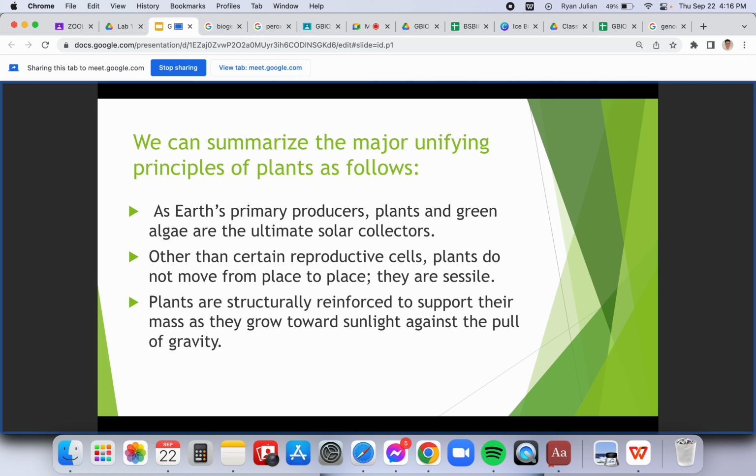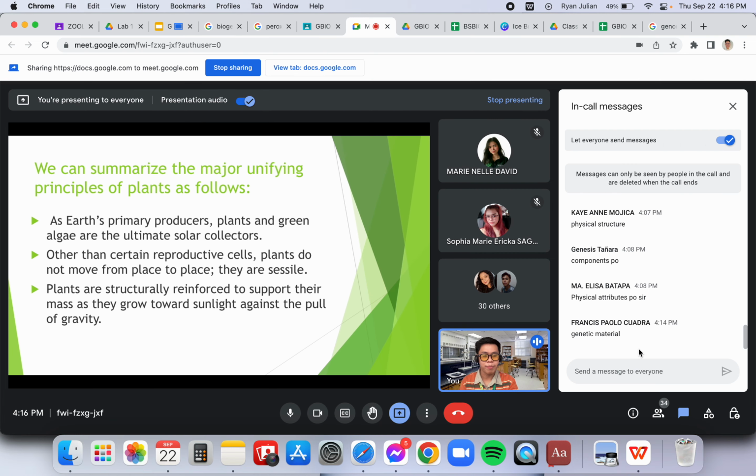Through what? What is the process of food production that occurs in the plants? Anyone? Can you type in your answer? Exactly. Okay. Yes. The process is what we call photosynthesis, which sets apart plants from animals. It's because animals cannot manufacture their own food. They rely on other organisms for survival.